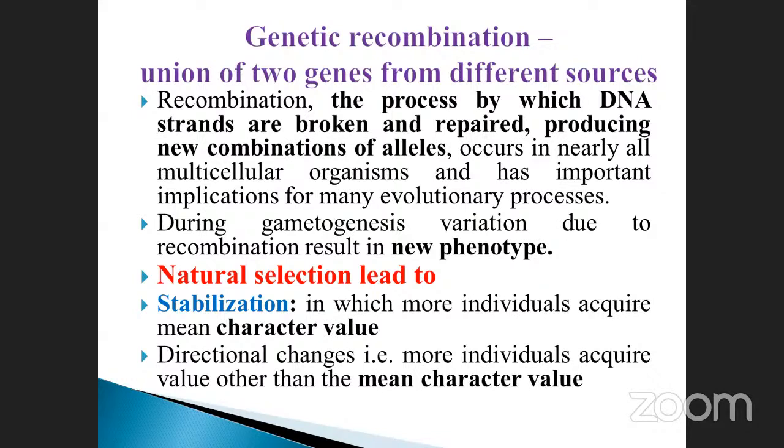Genetic recombination is nothing but recombination again and again. It will be united with the host DNA as well as the alien species DNA. See here, the union of two genes from different sources. That is very, very important. Recombination: the process by which a DNA strand is broken and repaired, producing a new combination of alleles. When it is broken by the enzymes, they act as molecular scissors.